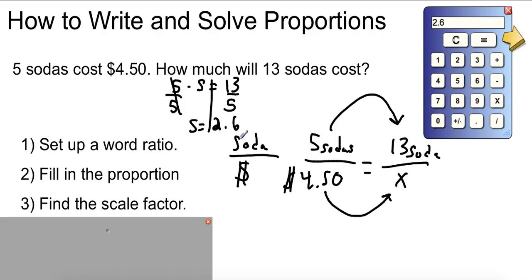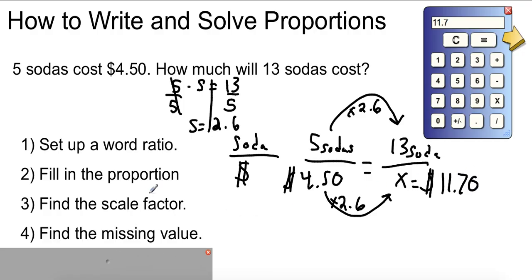So I see that my scale factor is 2.6. So if 5 times 2.6 is 13, I need to do $4.50 times 2.6. I multiply this by 4.50. And I get, and remember we're talking about money, up here it says 11.7, but since this is in dollar form, I need to make sure that this is $11.70. So I've now found my missing value.